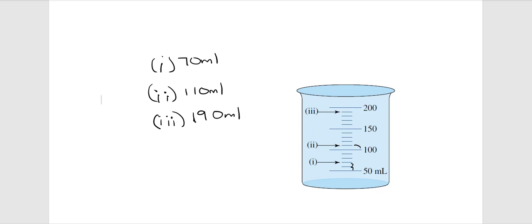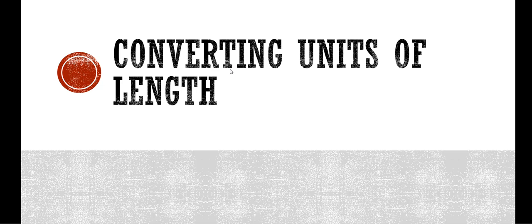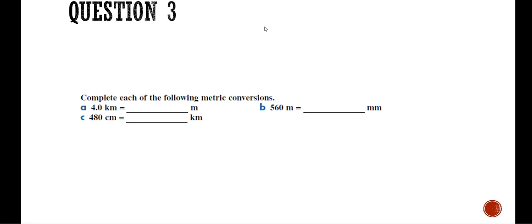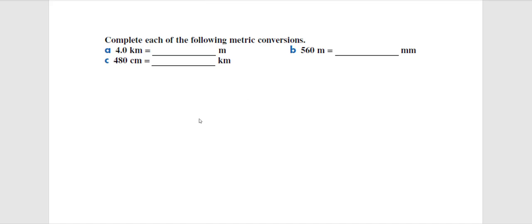And that's our answers. Our next section is looking at converting units of length. So maybe a good start would be to draw your length conversion chart. And question 3 asks us, complete each of the following metric conversions. So for A, you're turning kilometers into meters, B, meters into millimeters, and C, centimeters into kilometers. So please have a go first. Now you don't have to use a conversion chart, you can actually do this mentally, but I still want you to be able to draw it just in case you need it and it's a useful tool.